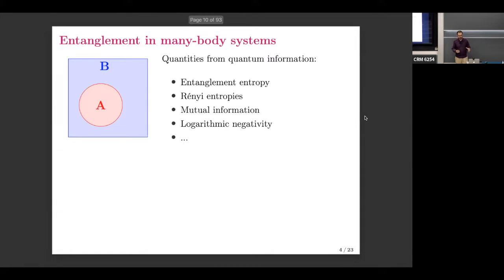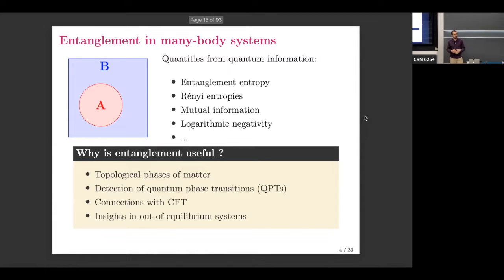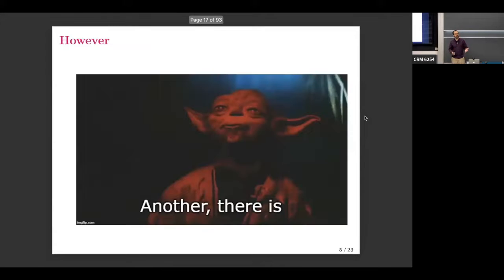So it's really the idea of taking a quantity from quantum information and computing it in the context of many body systems that gives rise to very interesting results. For example, it is related to the topology of topological phases. It's related to phase transitions, to CFT, which is also related to phase transitions, but also to out of equilibrium systems. So many interesting things are enlightened by these entanglement measures. But my point today is that you can get more, and Yoda agrees with me.